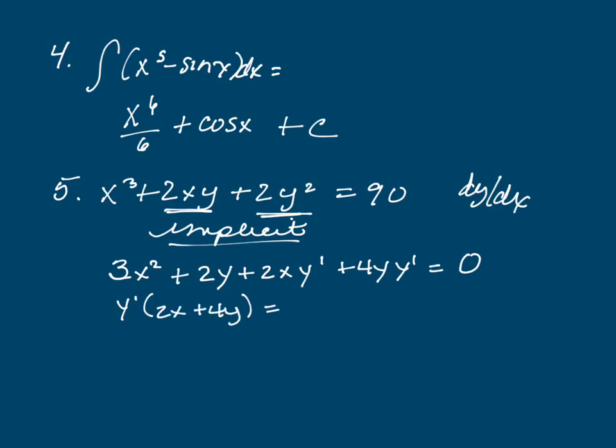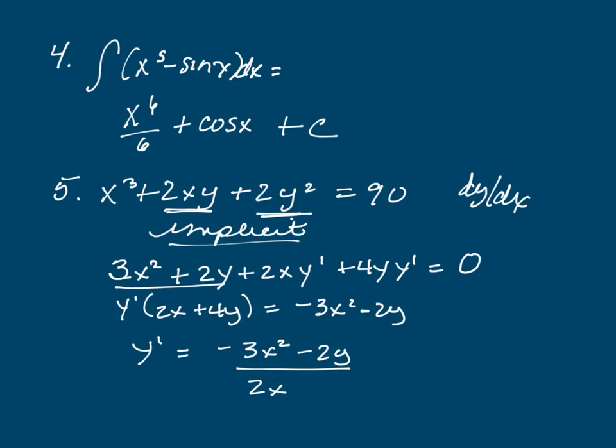And then we factor out our y prime and get 2x plus 4y, and we put the rest on the other side, negative 3x squared plus 2y, and then divide by 2x plus 4y. So we got y prime equals negative 3x squared, I made a mistake, it should be a minus, right? Subtracting both things, minus 2y over 2x plus 4y. You can leave it like that or pull out the negative in front: negative (3x squared plus 2y) over 2x plus 4y.